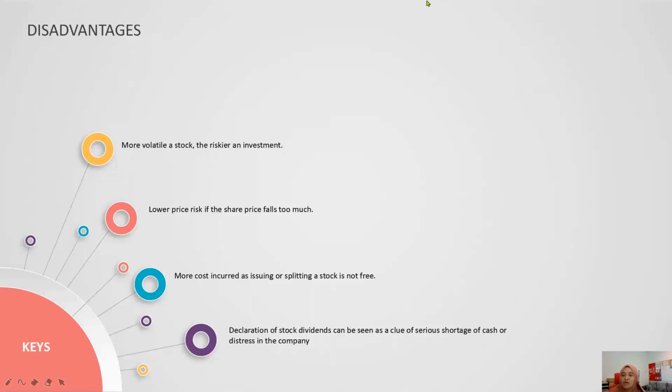More costs are incurred, as issuing or splitting a stock is not free, and the declaration of stock dividends can also be seen as a clue of serious shortage of cash or financial distress.